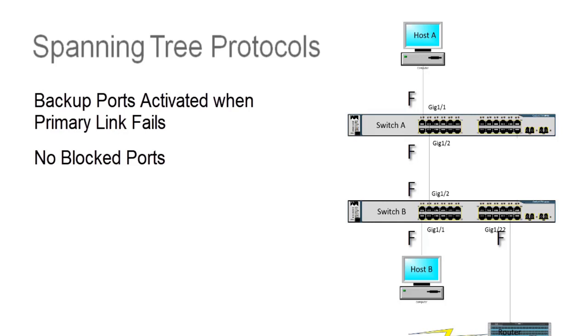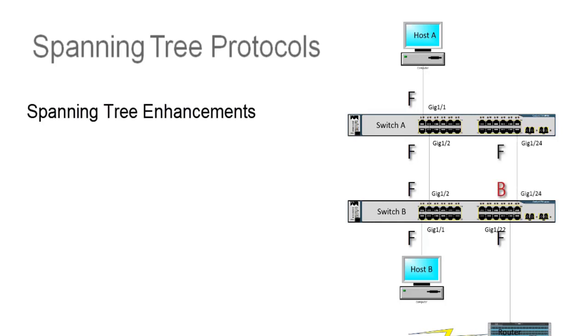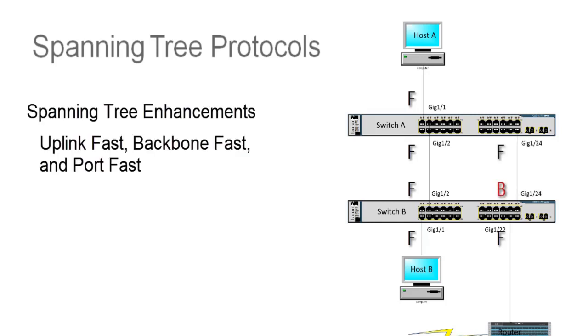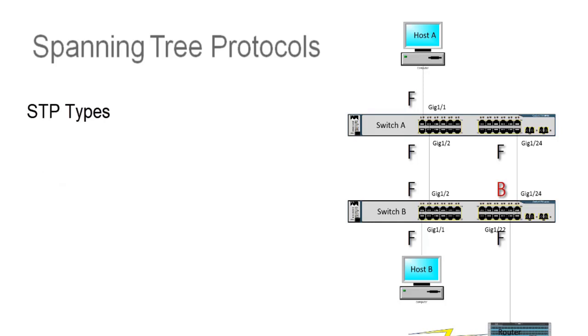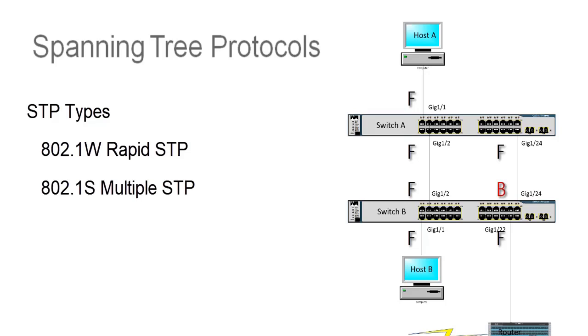Since the original 802.1d specification, many enhancements have been added. Some are implemented to speed up performance, such as uplink fast, backbone fast, and port fast, while others are configured to increase security, such as BPDU guard, BPDU filter, root guard, and loop guard. There are also other mechanisms that are not directly related to STP, but can be used to complement STP operations like UDLD. Today there are various flavors of STP, such as the IEEE specs of 802.1w Rapid STP, 802.1s for multiple STP, or the proprietary vendor extensions.